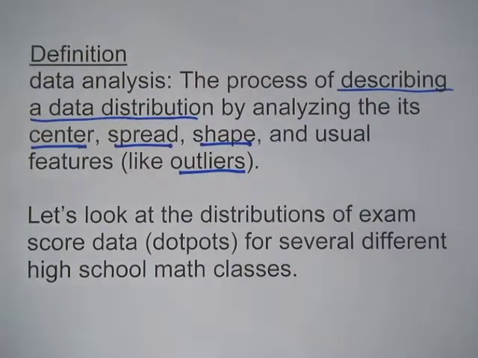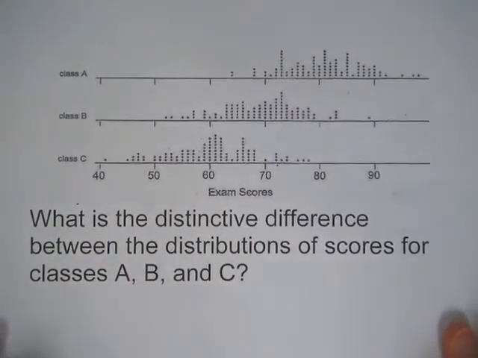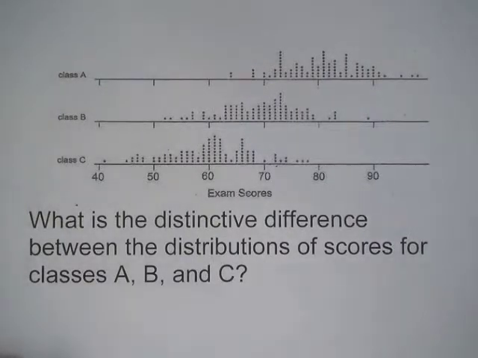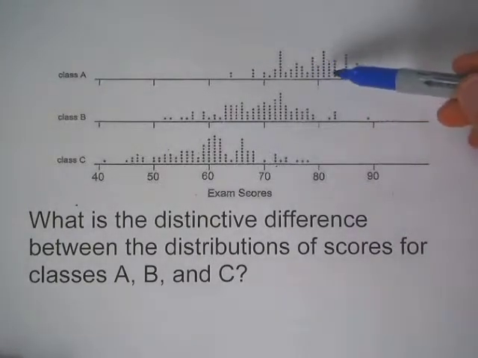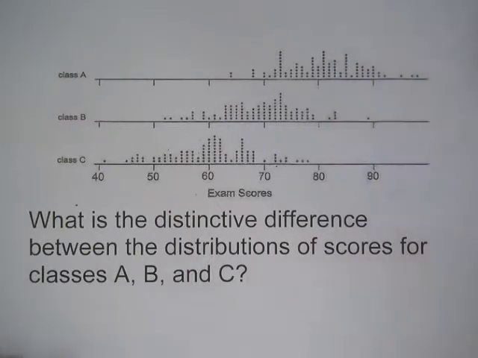So let's look at the distributions of exam score data. These are going to be dot plots for several different high school math classes. A bunch of different classes took a test and displayed their data on a dot plot. All these tests were scaled so that they were out of a score of 100. We're going to start with three classes: Class A, Class B, and Class C. Each dot on this dot plot represents one student, and it represents the score that they got on the test. I think there are 100 students represented in each class.